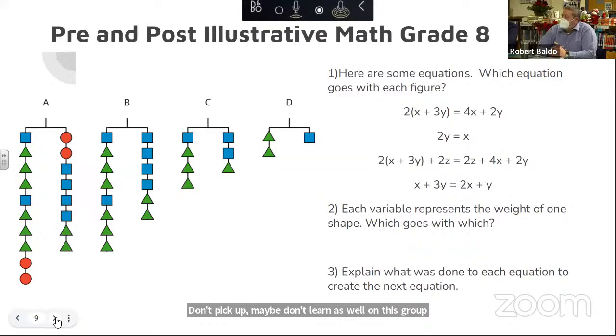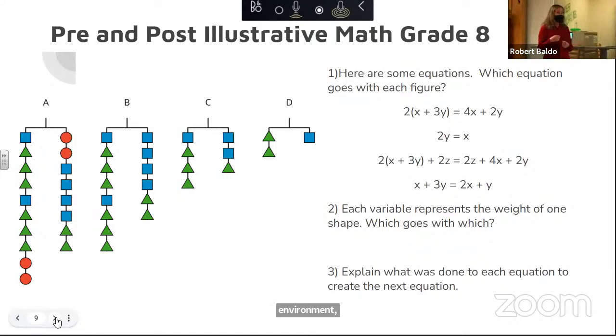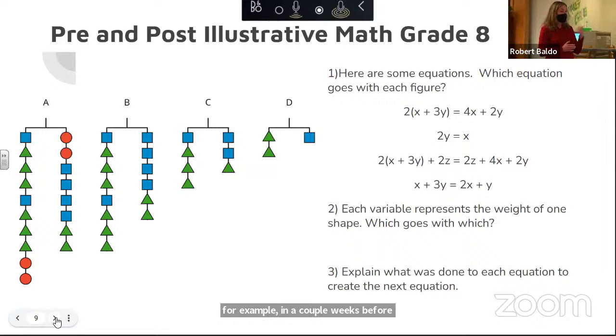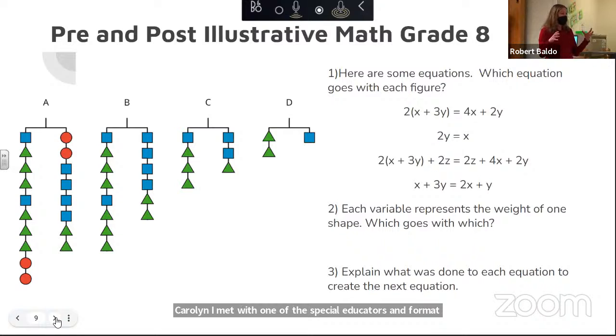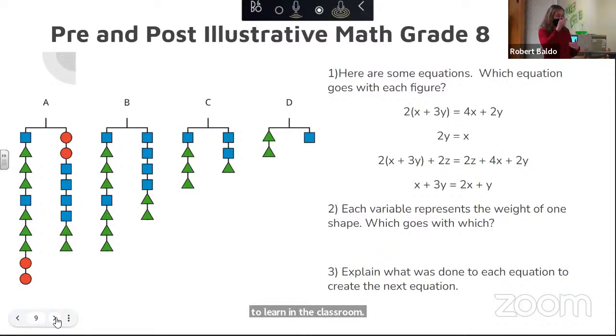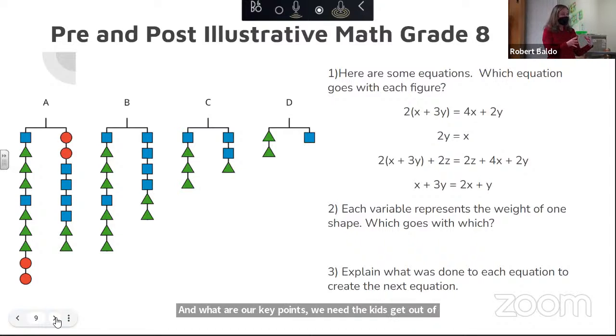So it's interesting, for example, a couple weeks before the holidays, Carol and I met with one of the special educators and core math teachers, and we looked at what the kids are going to learn in the classroom and what our key points are that we need the kids to get out of that. And then how does the special education teacher meet the needs of her students based on their individual needs? Because every kid learns differently.